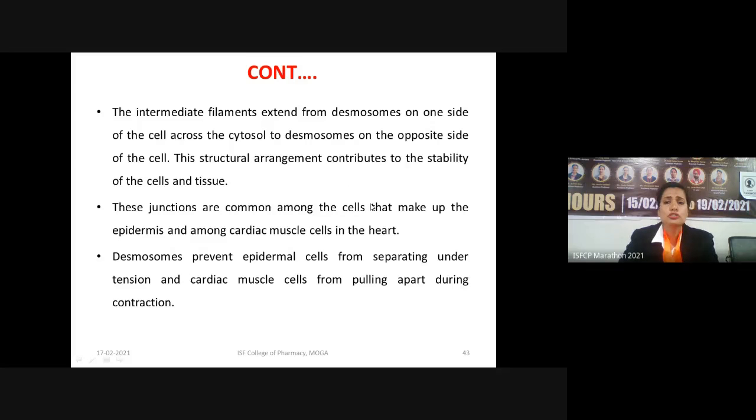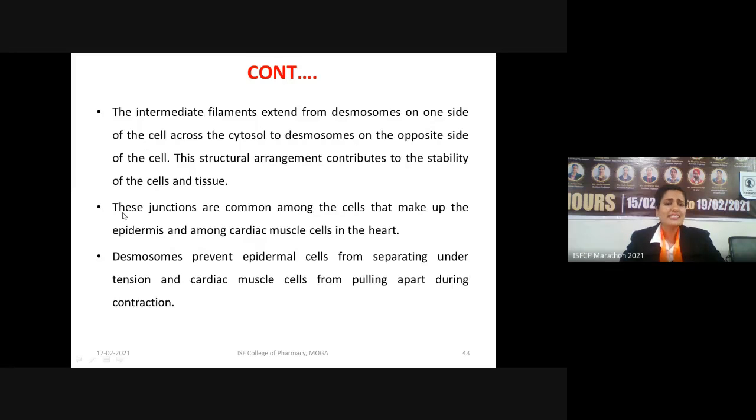So what is the function of these intermediate filaments now? These filaments extend from the desmosome on one side of the cell across the cytosol to the opposite side of the cell. Hence, the intermediate filament from the cytosol of one cell goes to the opposite side of the cell. So this structural arrangement contributes to the stability of the cells and tissue. It makes the cells and tissue more stable.